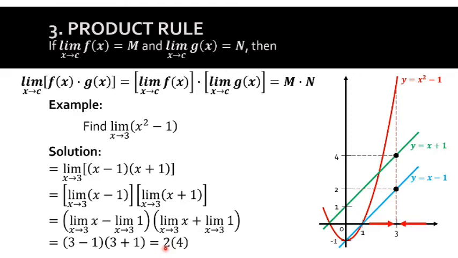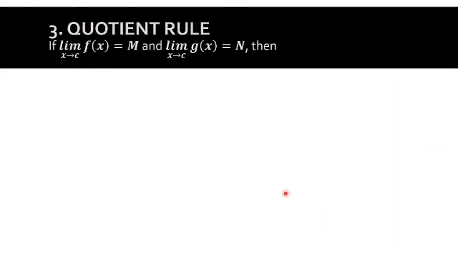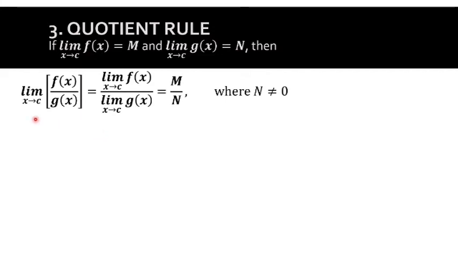We have 2 times 4, which is equal to 8, which is the limit of the original function x squared minus 1. Number 3, quotient rule. So finding the limit of the quotient of two functions f of x over g of x as x approaches c is equal to the quotient of the limits of these two functions.